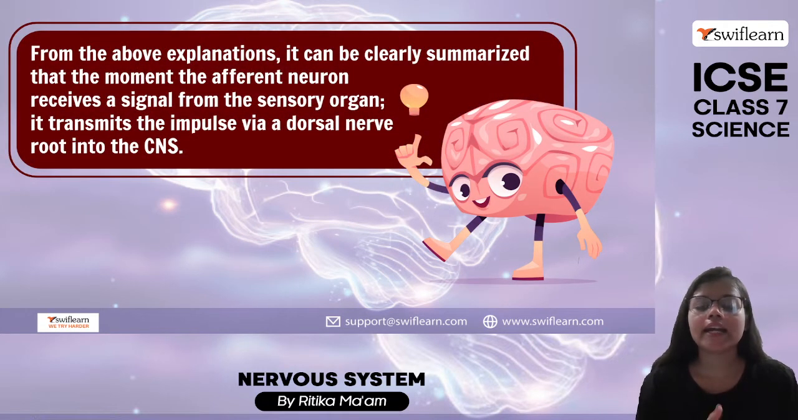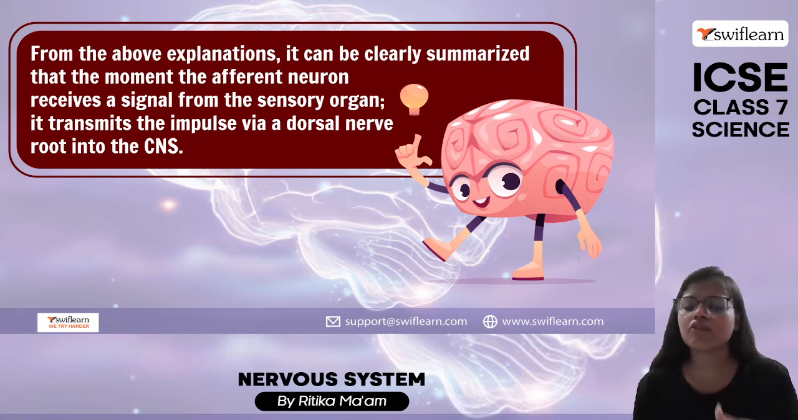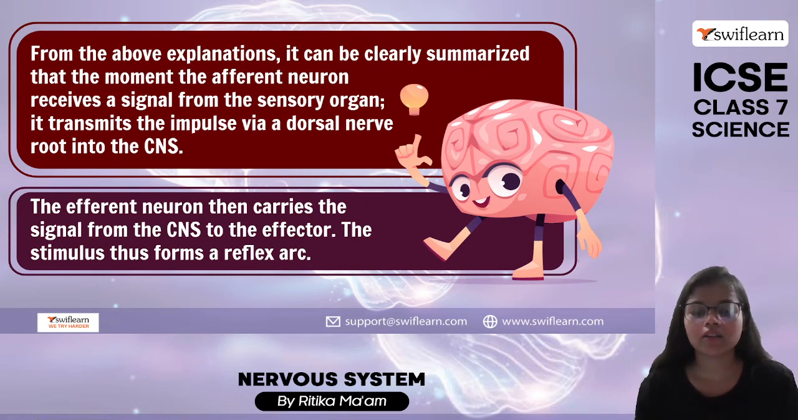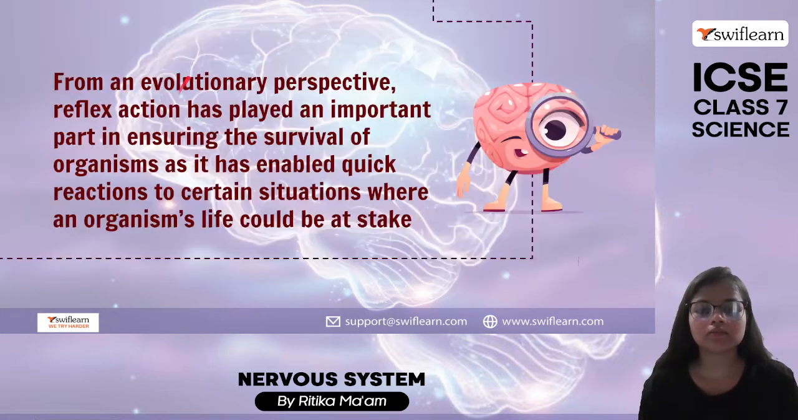So it can be summarized that the afferent neuron receives a signal from the sensory organ, and it transmits the impulse via the dorsal nerve root into the central nervous system. It is a very fast process that happens very, very quickly. The efferent neuron then carries the signal from the CNS to the effector, and the stimulus thus forms a reflex arc. So this is how the complete action happens.